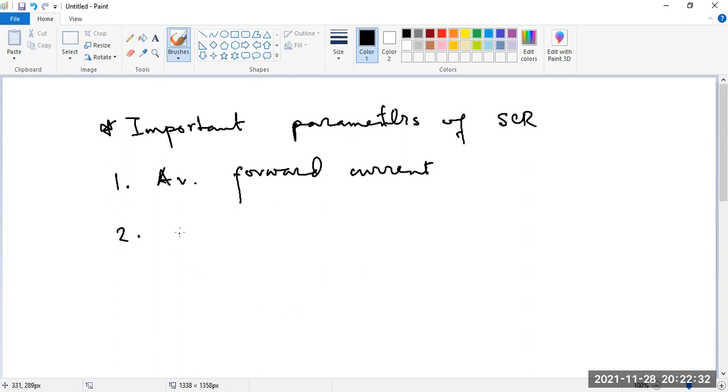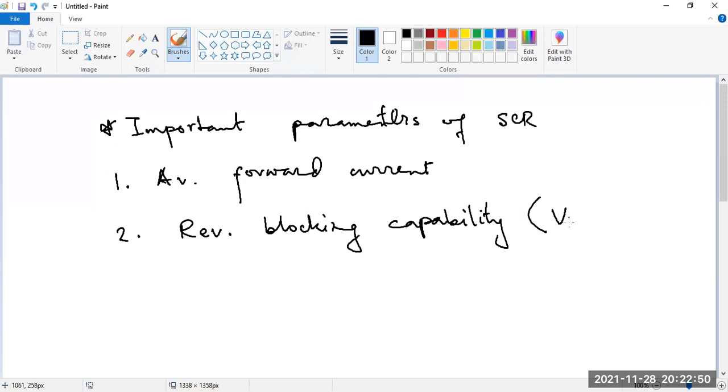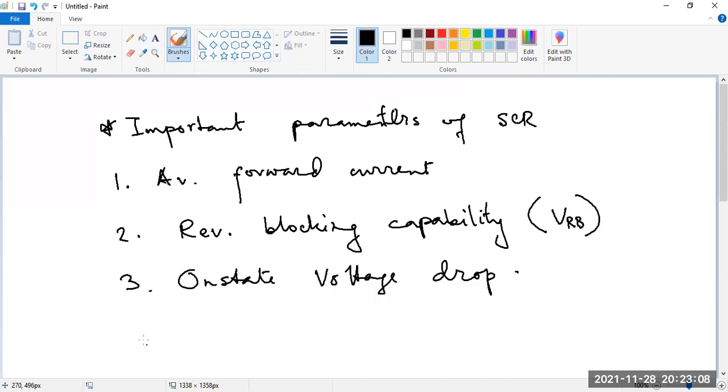Okay, next one is the reverse blocking capability. So this is generally the voltage. In terms of voltage, we mentioned that. Number 3 is on-state voltage drop. Number 4 is off-state current. So this is the leakage current.